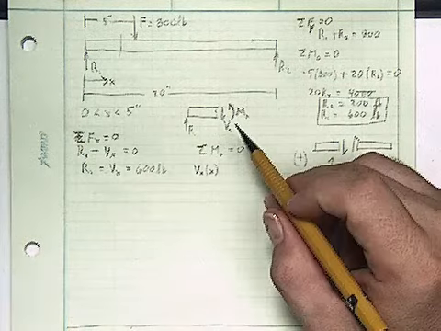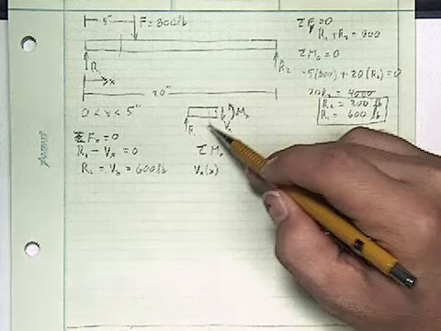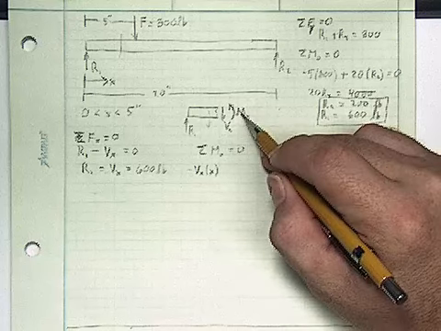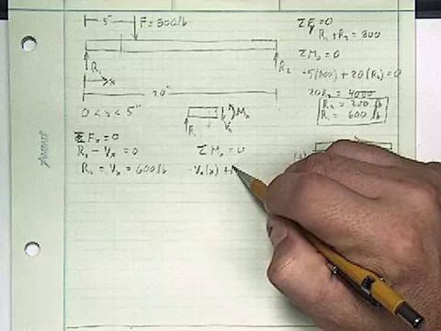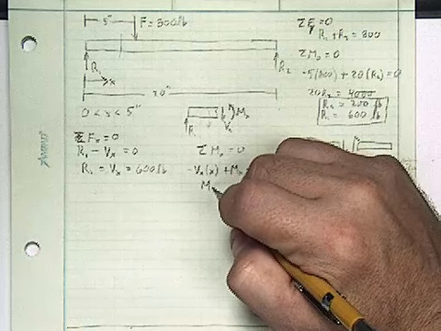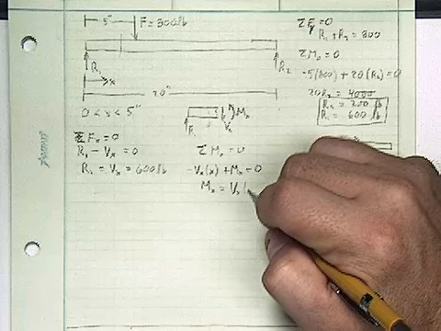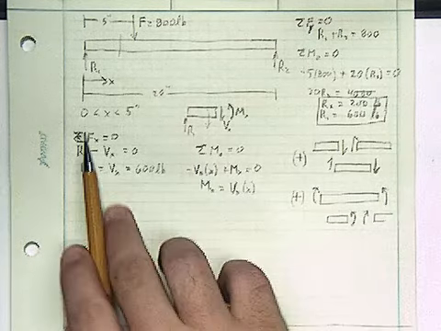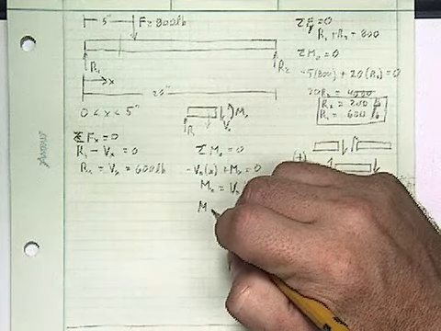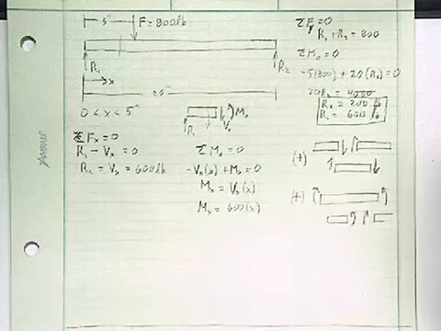So I have Vx times x. This is trying to spin it clockwise, so we'll call that negative. And then there's another moment opposing it, and the way I've drawn the sign, it's positive, so plus Mx is equal to 0. Okay, so that says Mx is equal to Vx times x. Okay, so again, I'm only considering between 0 and 5. Vx is just a constant, so what I'm going to get is Mx is equal to 600 times x.